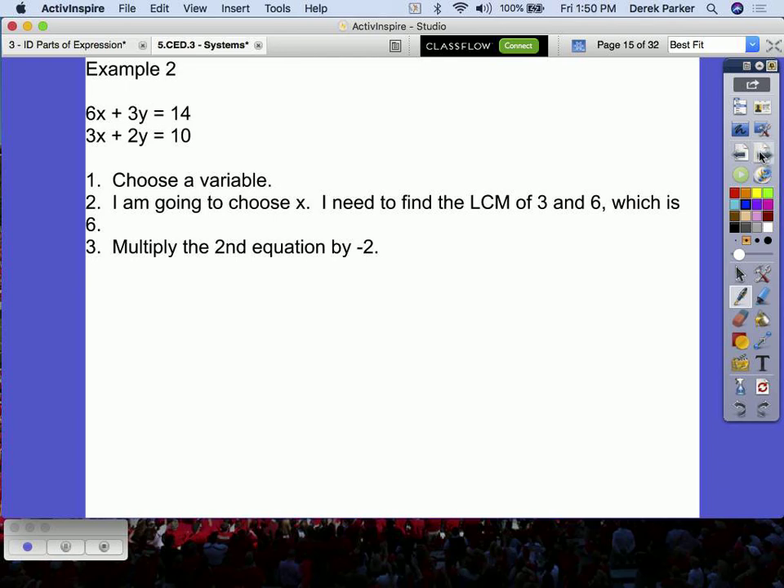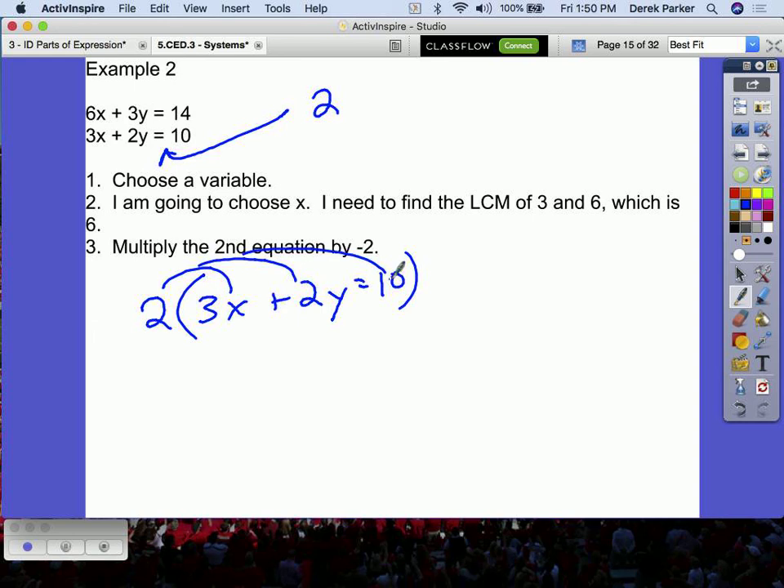So first step, choose a variable. You can choose x or y. In this case, I'm going to choose x, and here's the reason why. I don't have to do anything to the 6 because I can multiply the 3 by 2, and it's going to turn out to be 6 as well. So that first equation, I don't have to do anything to, but I have to multiply this second equation by 2 to get that 3x to be 6x. So I'm going to do that now. I'm going to distribute 2 to 3x plus 2y equals 10. And I get 6x plus 4y equals 20.